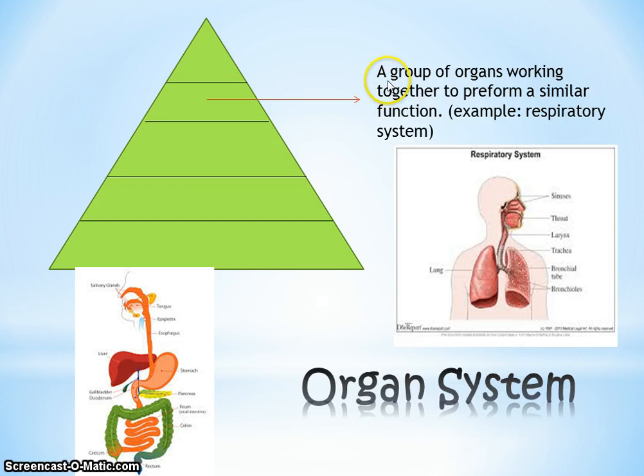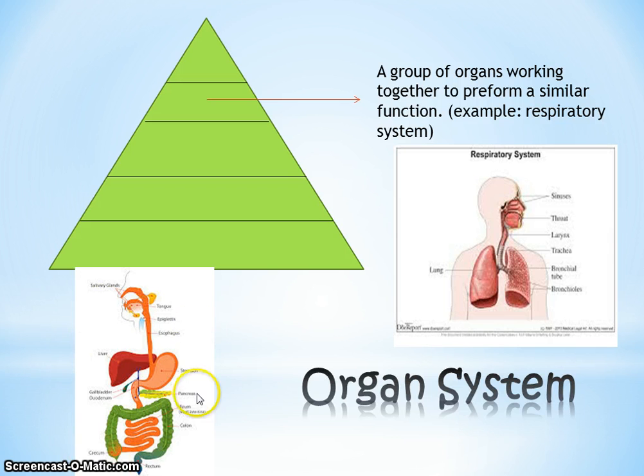Okay. An organ system is a group of organs that work together to perform a similar function. Like your respiratory system, okay? Your respiratory system is made up of your lungs, your trachea, your larynx, your throat, your nose, all of those things. You put all those things together and it helps you breathe, okay? All of those organs and tissues, put those together and it helps you breathe, all right? This is your respiratory system.